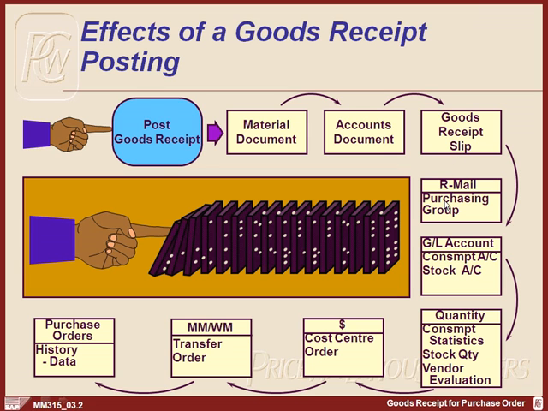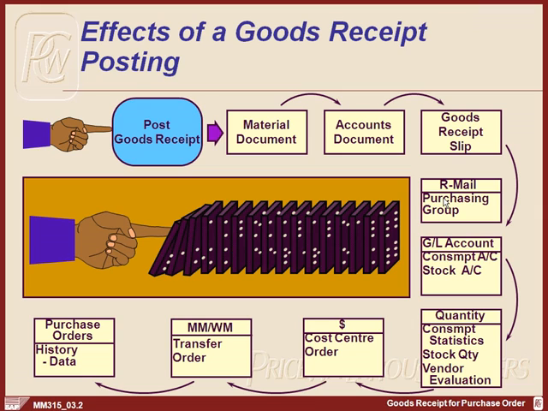Next, upon receiving material into the stores, if your process demands that the corresponding buyer needs to be intimated, saying that with reference to the PO raised by you on so and so date, quantity received is so much, if you want it, you can set it up. That is called R mail. It will be given to the purchasing group, which is nothing but the buyer.